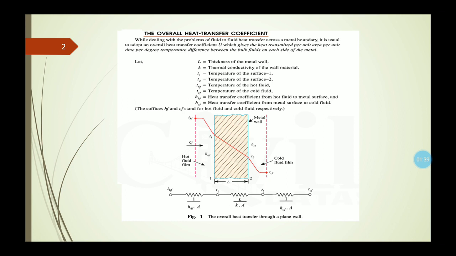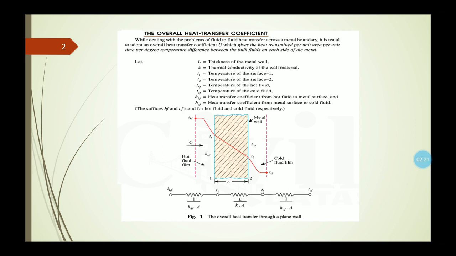Now you can see figure number 1 here. We will discuss the overall heat transfer coefficient through a plane wall. The thickness of this plane wall is considered as capital L, and on the left side of this plane wall you can see a hot fluid film, and on the right side you can see a cold fluid film. The thermal conductivity of the wall material is considered as K, T1 is the temperature of surface 1 of the plane wall, and T2 is the temperature of the right side, surface 2.